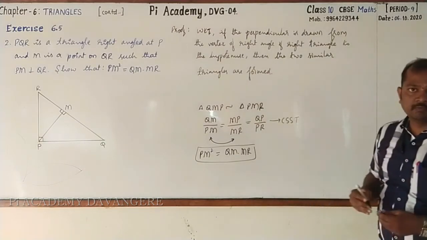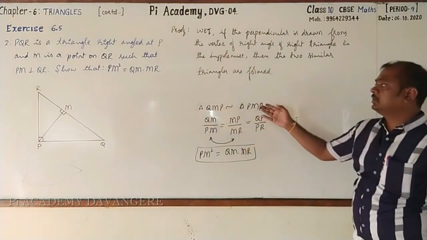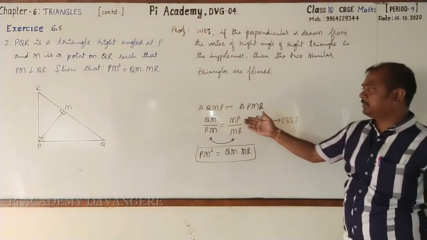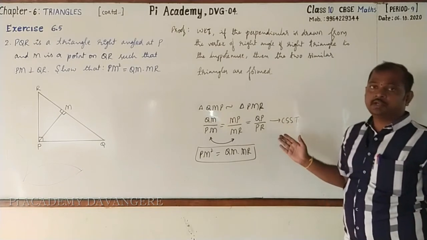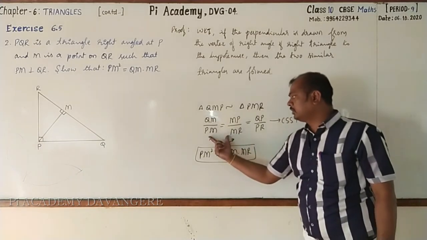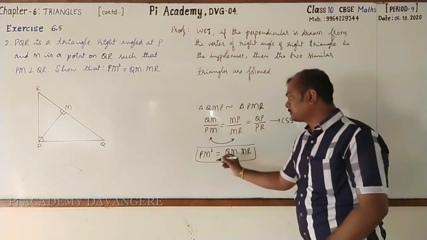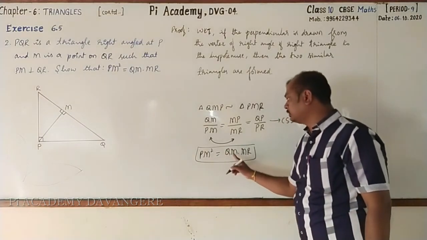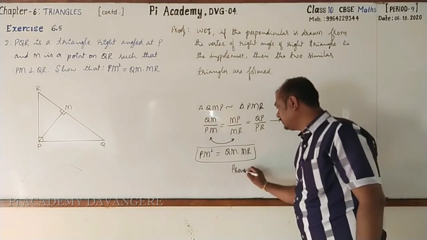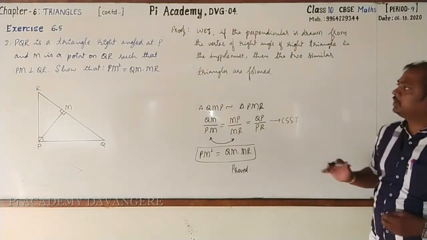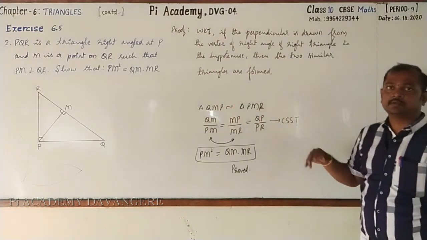Hope that you have written with me. Then after that, copy from here. Triangle QMP is similar to PMR. From CSST, we have written these three ratios which are equal. Take the first two ratios and go for cross multiplication. On cross multiplying, you will get PM square equal to QM into MR. So hence the statement is proved. Hope that you have understood. Now please copy from there to here.